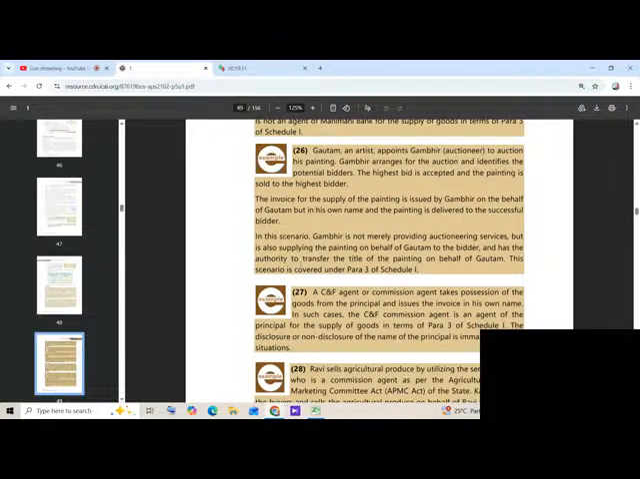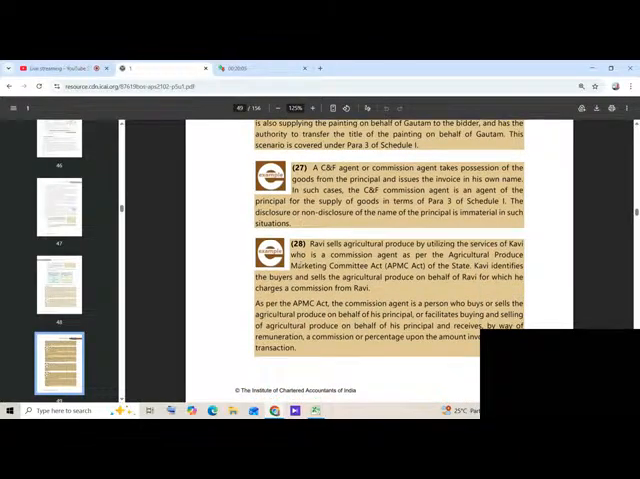Example 26. Gautam, an artist, appoints Gambhir, an auctioneer, to auction his painting. Gambhir arranges for auction and identifies the potential bidders. The invoice for the supply of the painting is issued by Gambhir on behalf of Gautam, but in his own name, and the painting is delivered to the successful bidder. In this scenario, Gambhir is not merely providing auctioneering services but is also supplying the painting on behalf of Gautam to the bidder and has the authority to transfer the title of the painting on behalf of Gautam. This scenario is covered under para 3 of schedule 1.